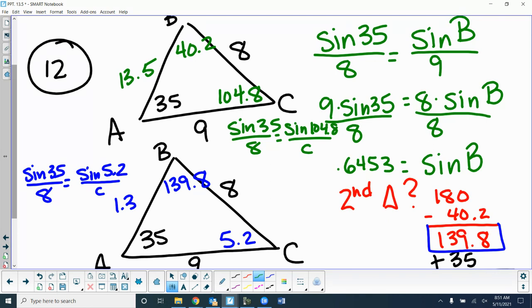Questions? We call that the ambiguous case, when we get two sides and an angle in the law of sines.